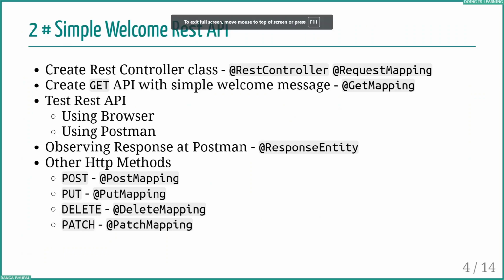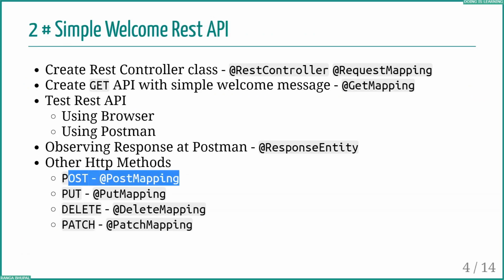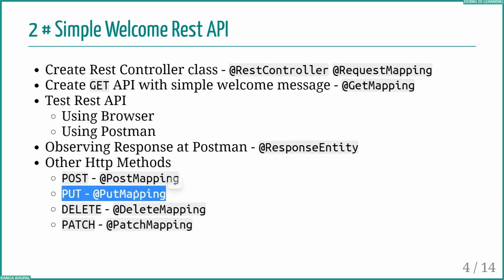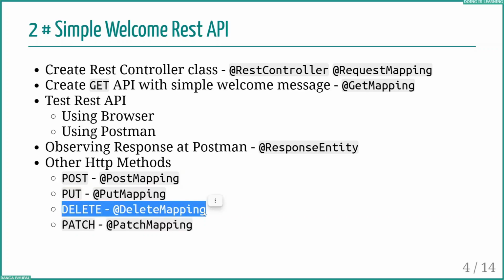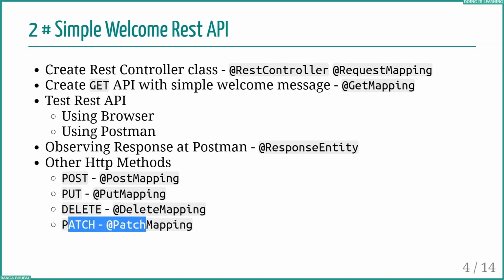So we have learned get mapping and post mapping. Let's look at the put, delete and patch. Put will be used to update the object, but in most scenarios, post will be used for both these scenarios, to create an object and to update it. That's up to the developer. Now delete is for deleting the resource, and patch is for updating some part of the resource object.